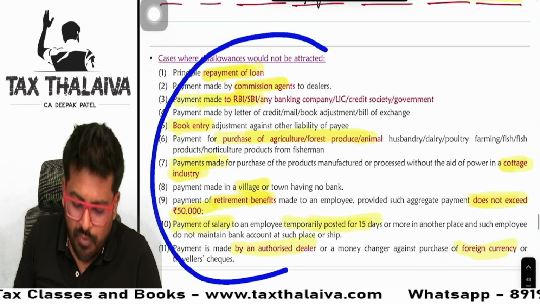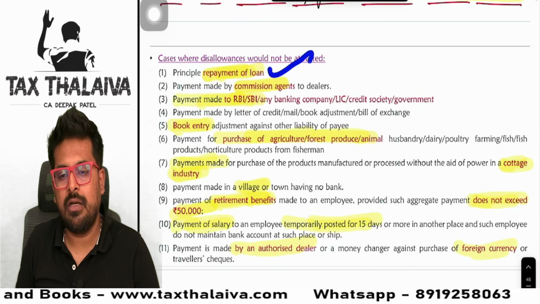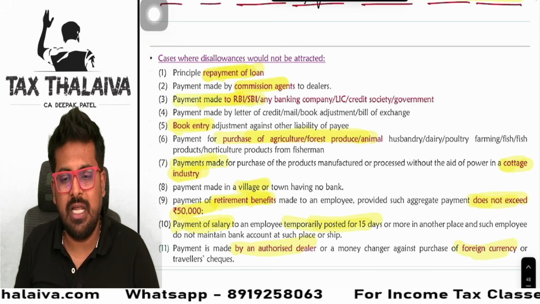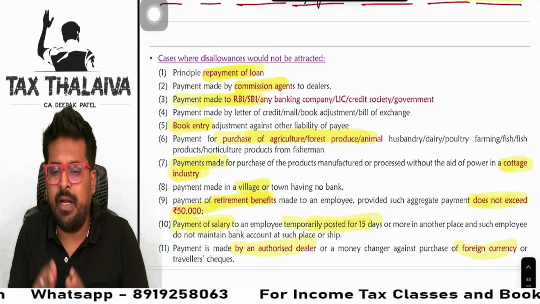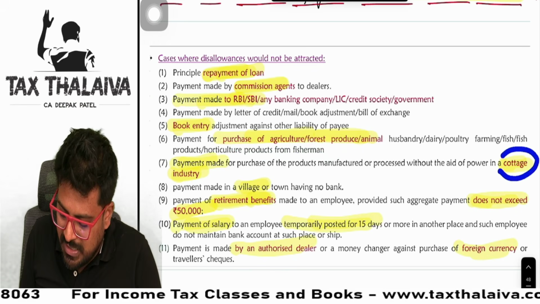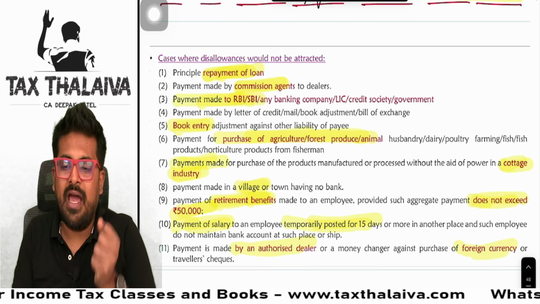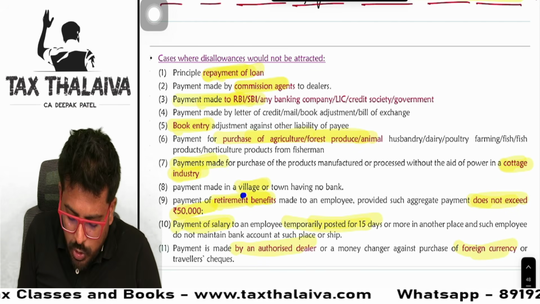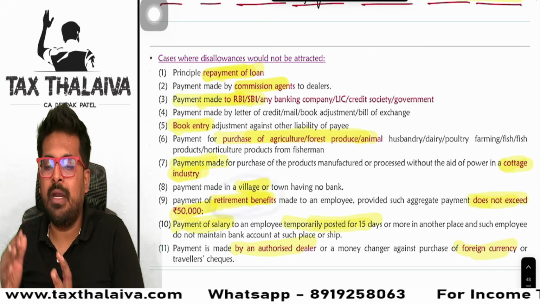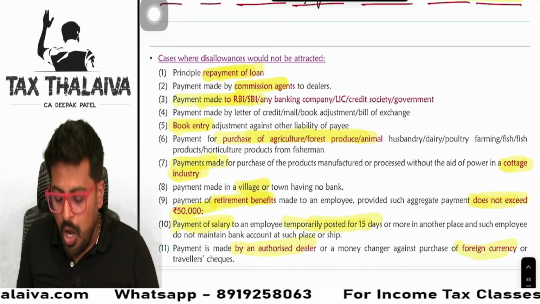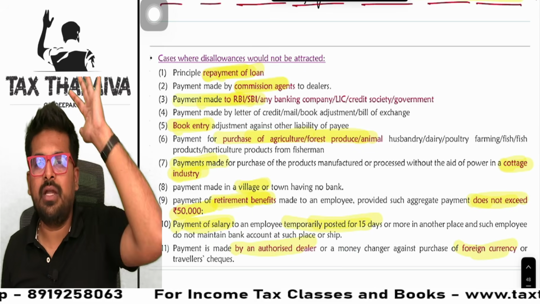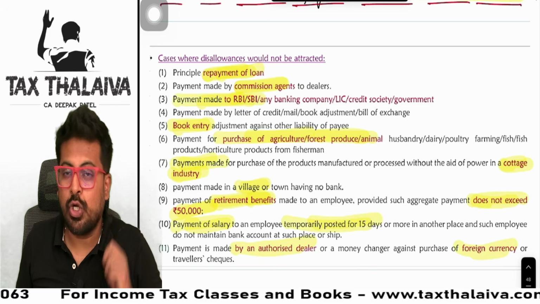This is the list of transactions. If you make any repayment of loan, or any payment to commission agents, or any payment to banks or LIC or credit society or any government entity, or you are just making a book adjustment entry, or any payment for purchase of agriculture produce or animal husbandry, or any payment to a cottage industry where they work on a manual basis, or you are transacting in a village or town where there are no banking facilities, or you are making payment for retirement benefits up to 50,000 rupees, or an employee is posted on a temporary basis in any area and salary payment is to be done for a maximum of 15 days. In that case also you can make a cash payment.